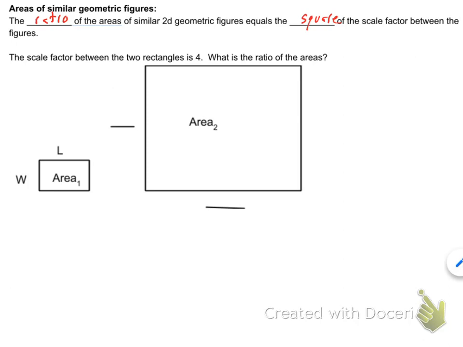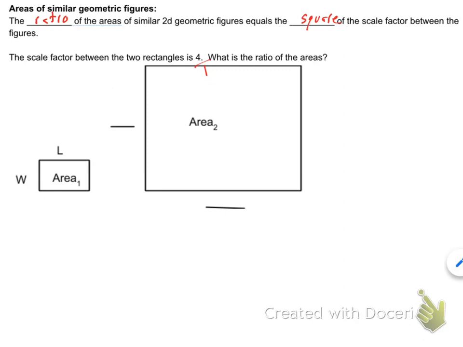And we're going to show you why this works. We have the small rectangle and I have a larger rectangle. For all intents and purposes, I am telling you they are similar, even though they may not look like it. The scale factor between these two rectangles is 4, or 4 over 1, 4 to 1. Find the ratio of the areas. Well, let's take a look.